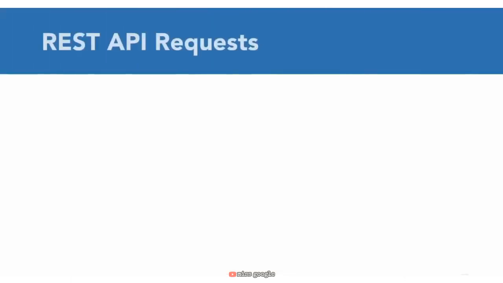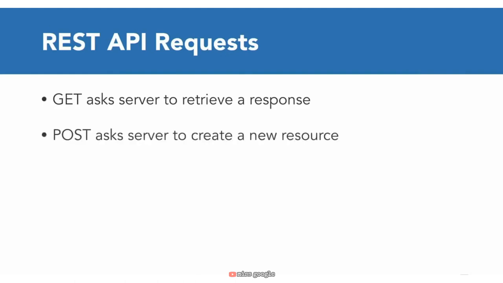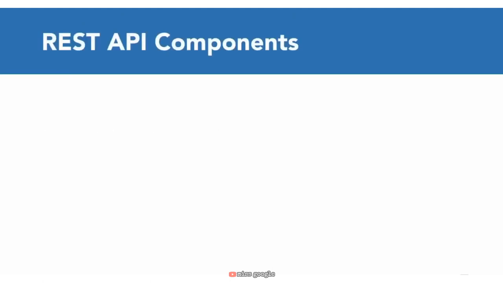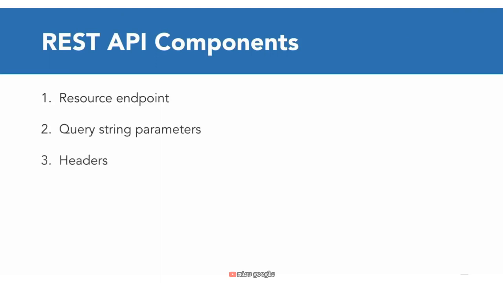The more complicated REST API data connection uses command requests, including the GET request, which asks the server to retrieve a response, and the POST request, which asks the server to create a new resource. To get our REST API query to work, we need to determine the resource endpoint, the query string parameters, and the headers. When we create a REST API connection, one of the formats that the data returns in is a JSON format.